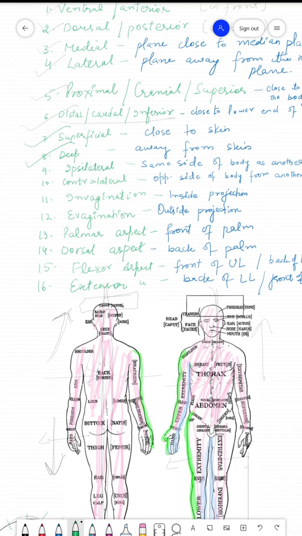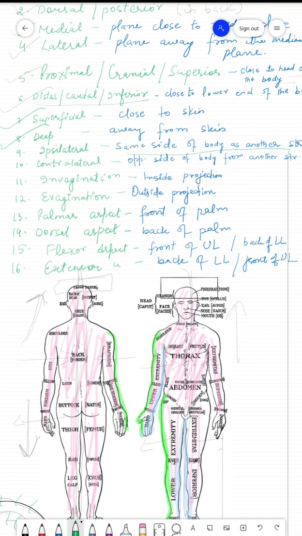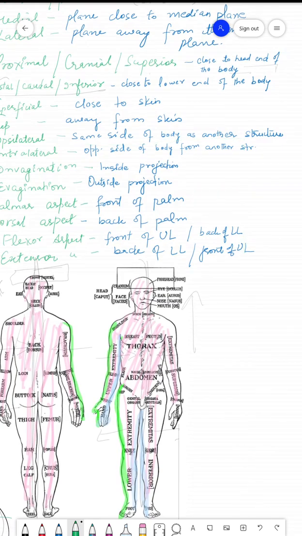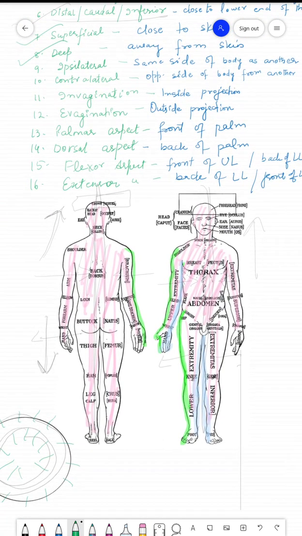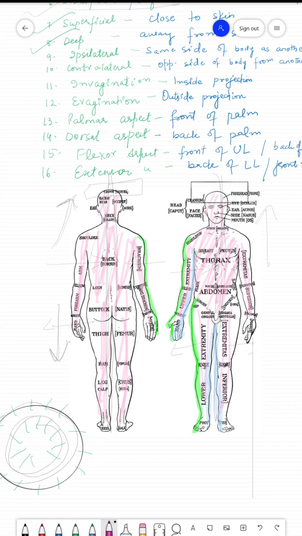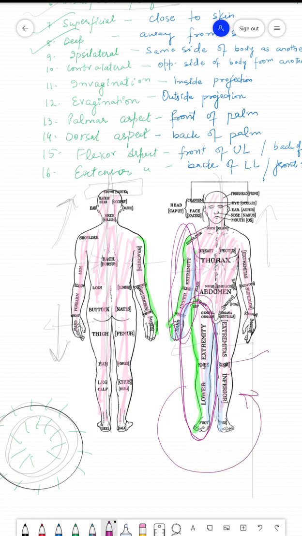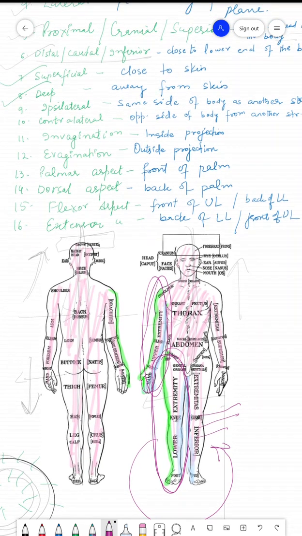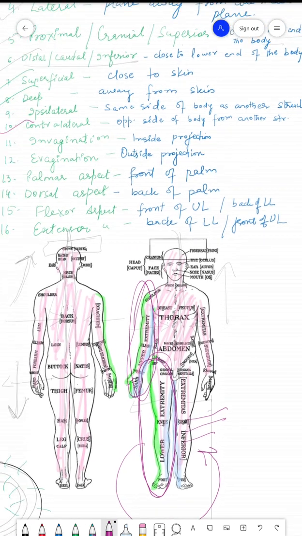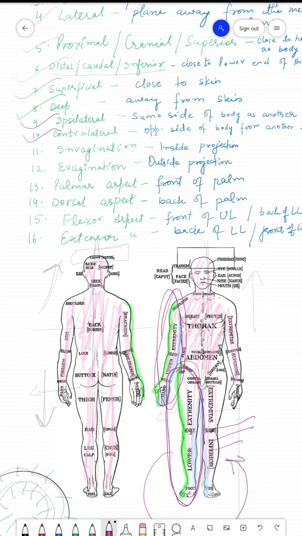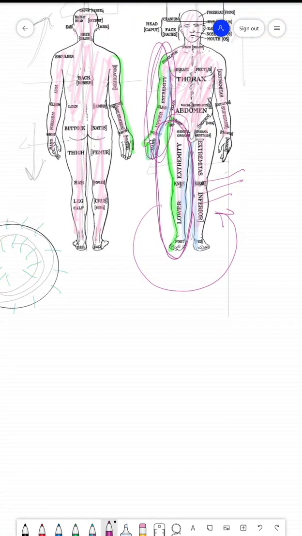Then the ipsilateral means the same side of the body as another structure. Like if we are talking about this lower limb, then any part on this side is the ipsilateral, and the contralateral is the opposite of the ipsilateral. The opposite side of the body from another structure is the contralateral, and the same side of the body as another structure is the ipsilateral.